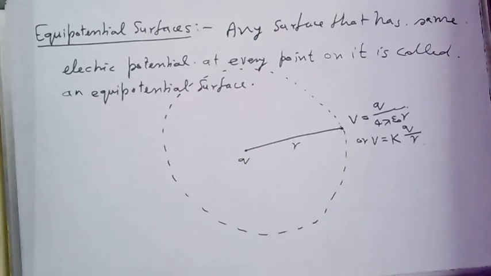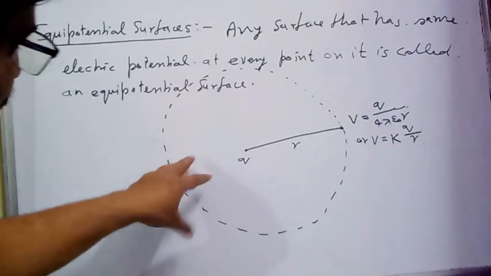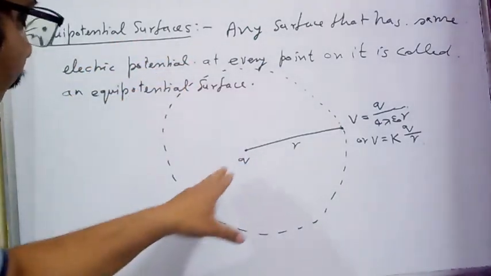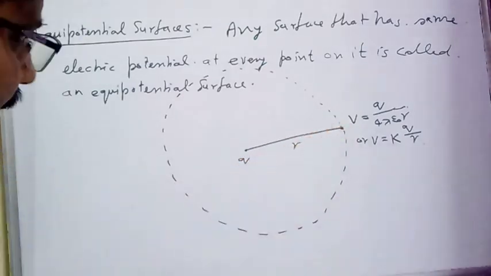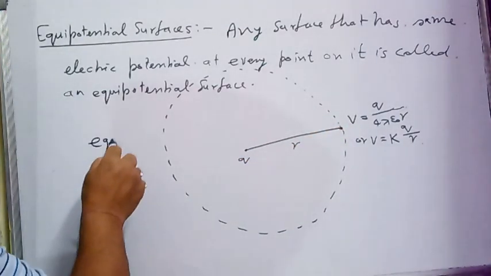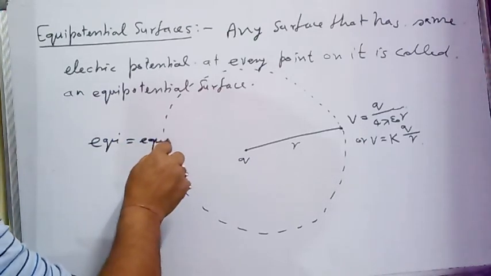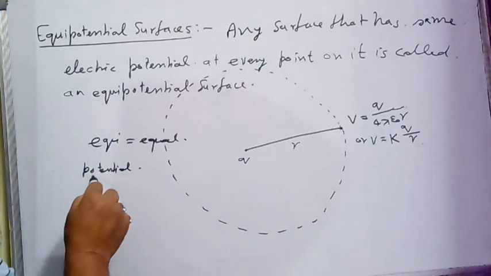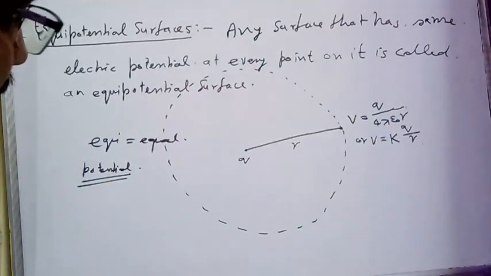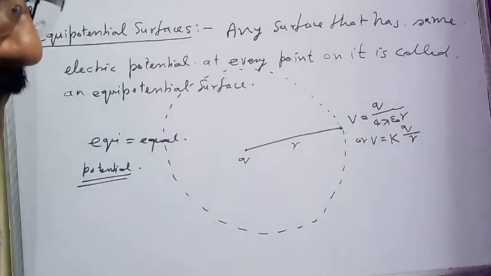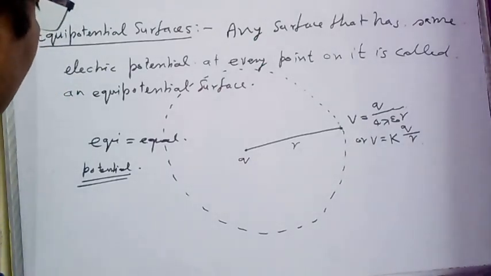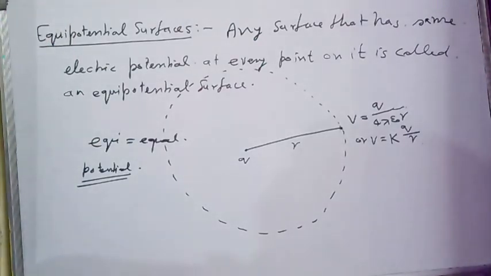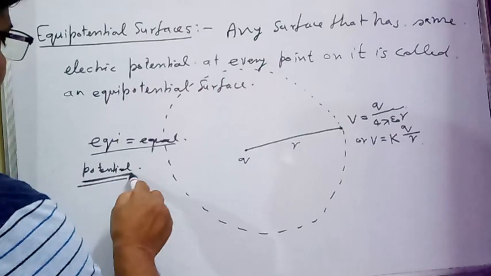After the numerical question, now we are moving to a very important topic of this chapter, that is equipotential surface. What is equipotential surface? Equi means equal, and potential, you know. So equipotential surface is a surface on which potential is remaining equal. This is the meaning of equipotential surface.